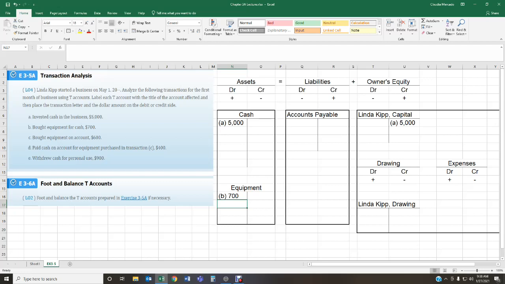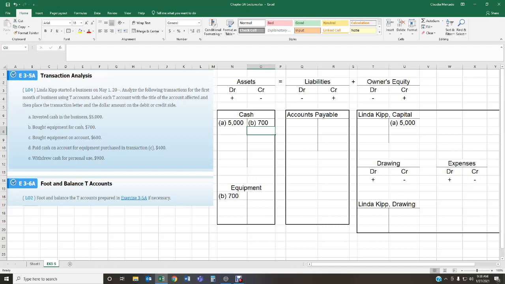Okay, cash is also an asset account, but in this case, what's happening to your cash? If you buy something and you pay cash, your cash decreases. So if your cash decreases, then you need to credit your account. So cash is going to be credited for the $700 that you paid for your equipment. So if you notice here, equipment gets debited, cash gets credited $700.